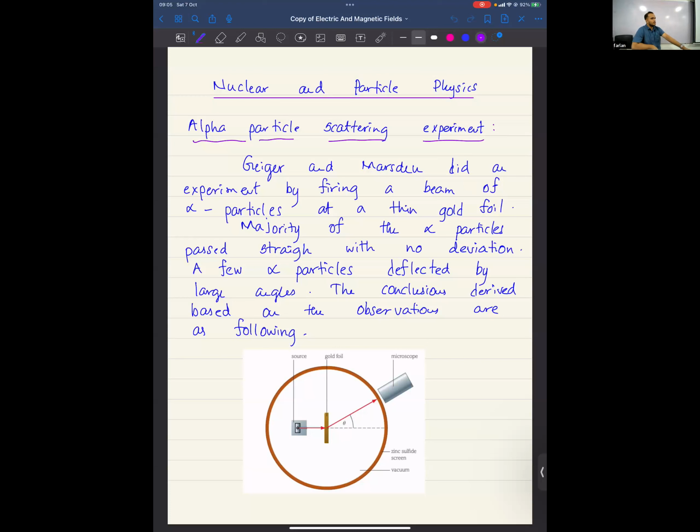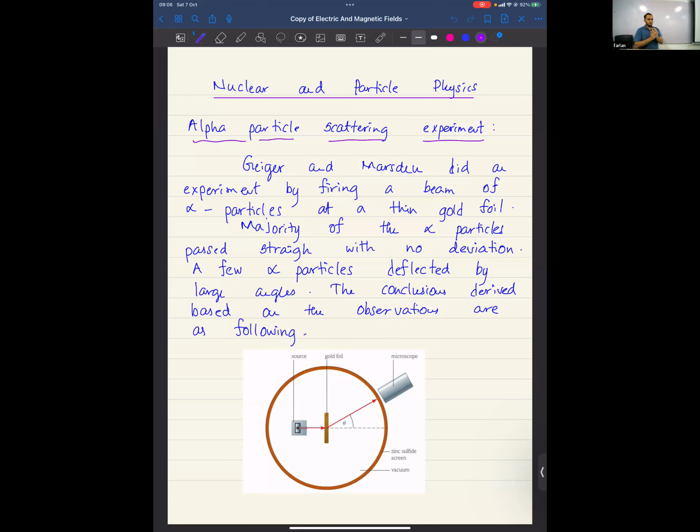Okay, right. I believe most of you have done this for O-levels. Have you heard about this? I've heard of alpha particles. For O-levels, we haven't done the alpha particle scattering experiment. Right, fine.